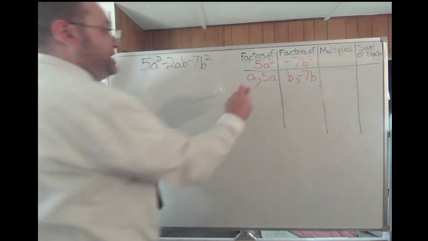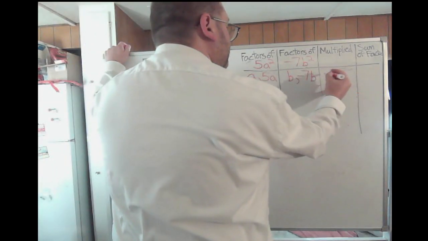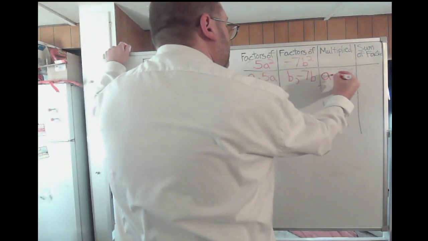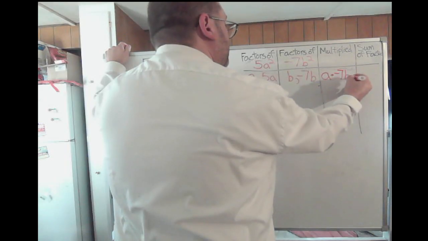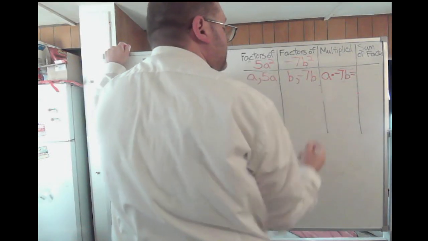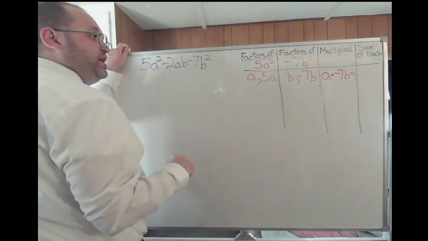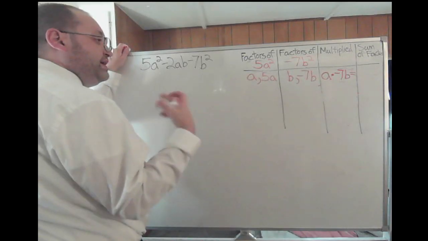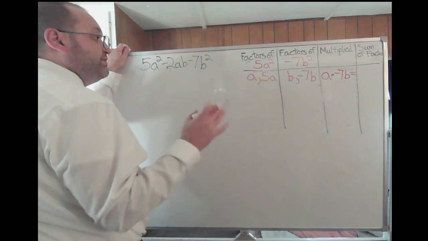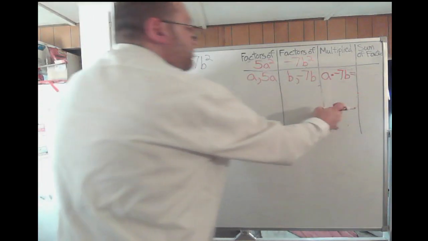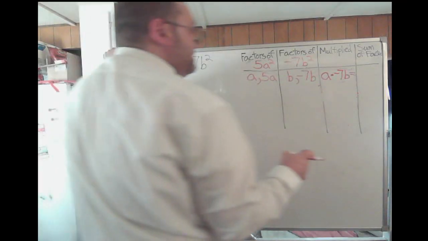So we'll take a times negative 7b. Pretty much you just experiment with the order and see what you get. And eventually you'll get to a point you won't need to do that. You'll be able to spot it and see exactly what it is. But for now, create your table and experiment with this, see what it is.